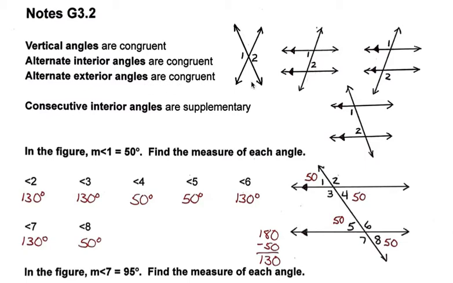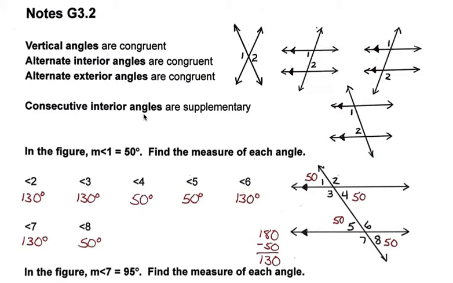Alternate exterior, and exterior means outside, so they are outside of the lines, and you'll notice they're on opposite sides of the transversal again. Number 2 is our obtuse angle on this one. Number 1 is our obtuse angle on that one. So if that's 102 degrees, this one is also 102 degrees.